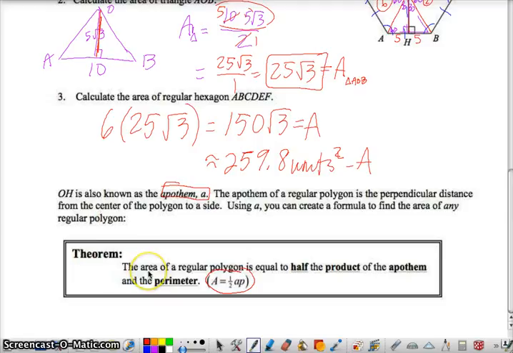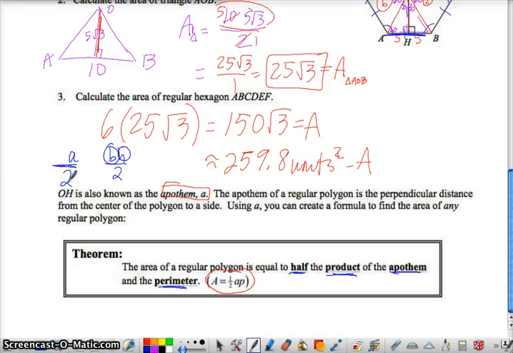Okay, so the theorem says the area of a regular polygon is equal to half the product of the apothem and the perimeter. So let's think about that. We got one triangle's area. So one triangle's area is base times height divided by 2. But the base was just one outside edge of the regular hexagon, which was 10 in that case. The height, we're now replacing that with the apothem, because that's what we're renaming that height. That's now called the apothem. We're dividing that by 2.